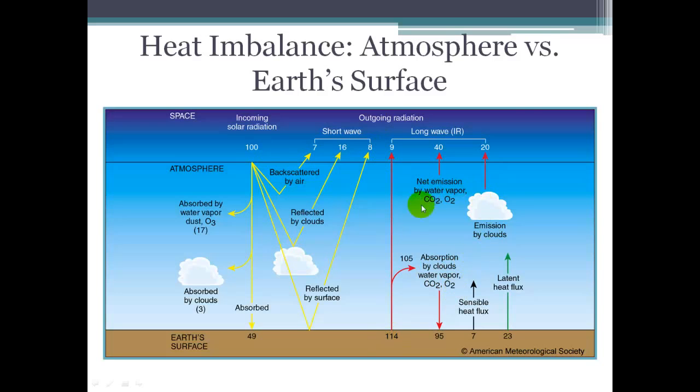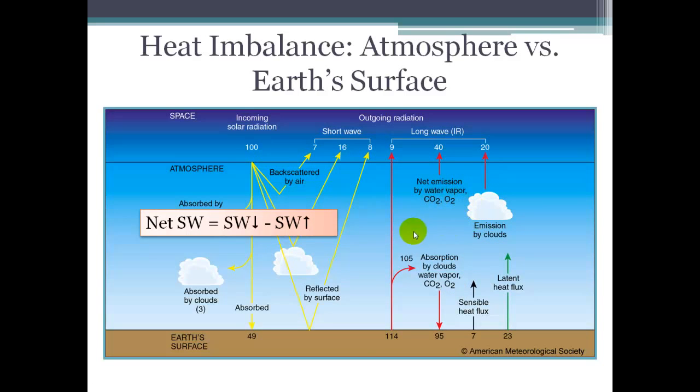And then some of the energy from the atmosphere, in the form of clouds or some of the gases that make up the atmosphere, also emit some infrared energy to space. And then you see here we have the sensible heat flux and the latent heat flux. We'll talk about these in a moment, but before we get there, let's look at our net shortwave energy input.